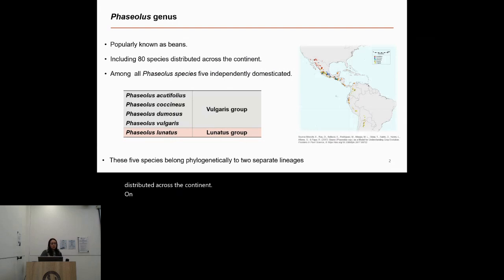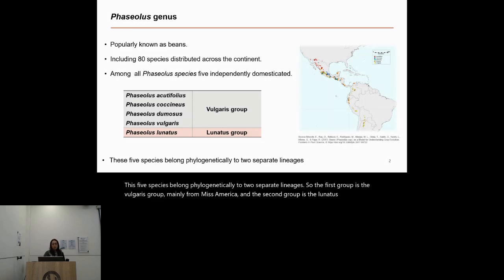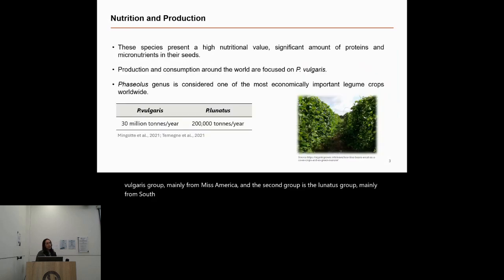And among all the Phaseolus species, five have been independently domesticated. We can see those five species here in this table. These five species belong phylogenetically to two separate lineages. The first group is the vulgaris group, mainly from Mesoamerica, and the second group is the lunatus group, mainly from South America.